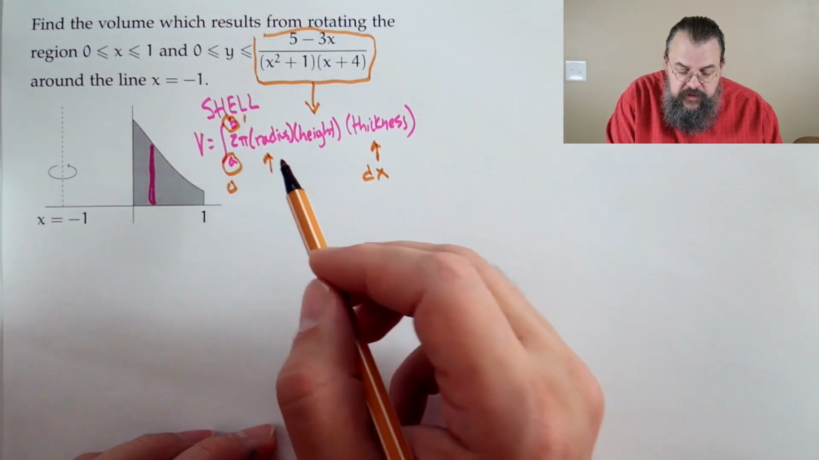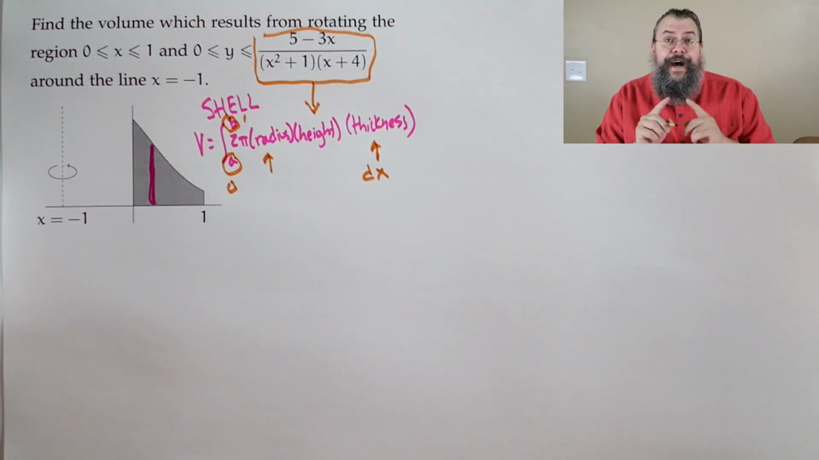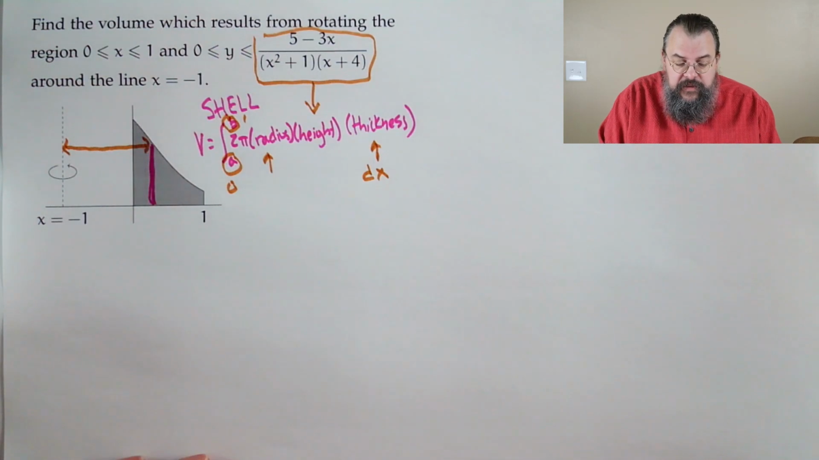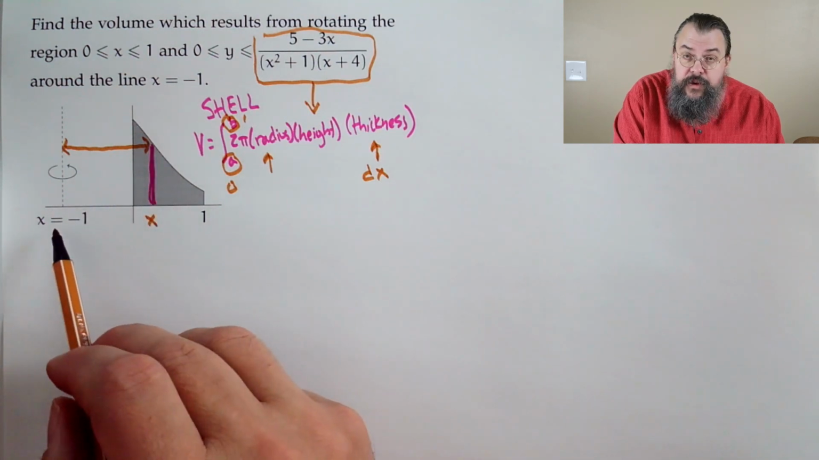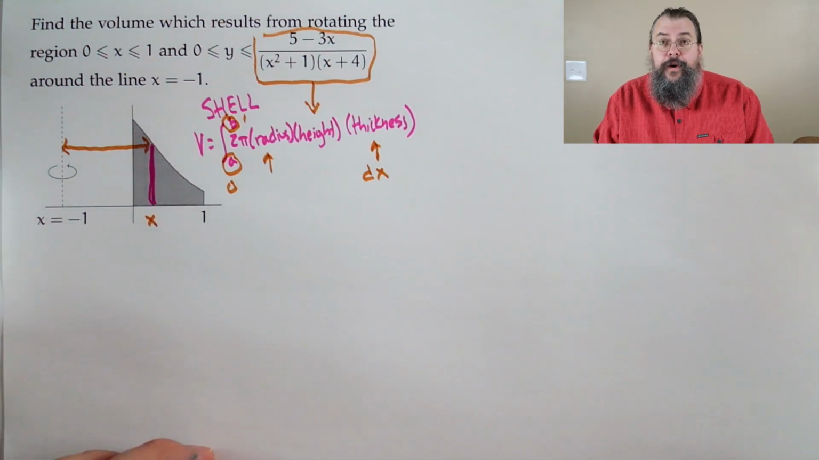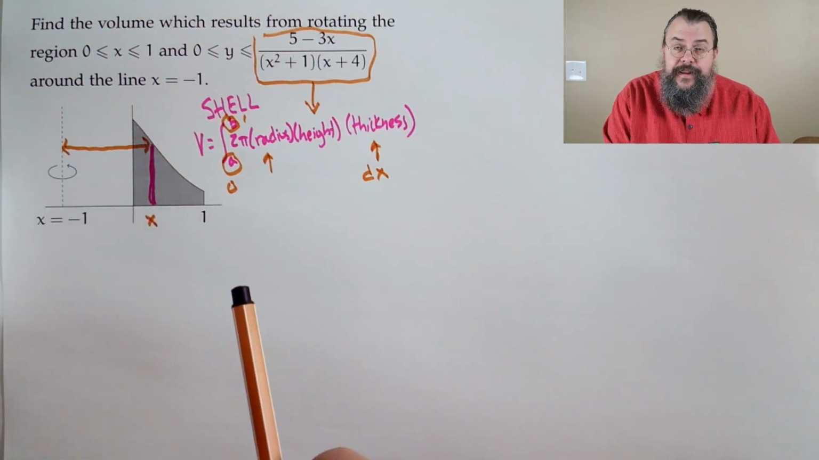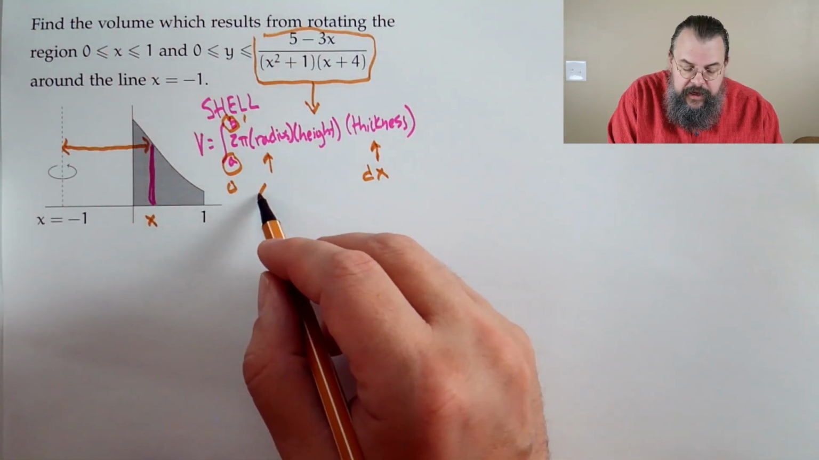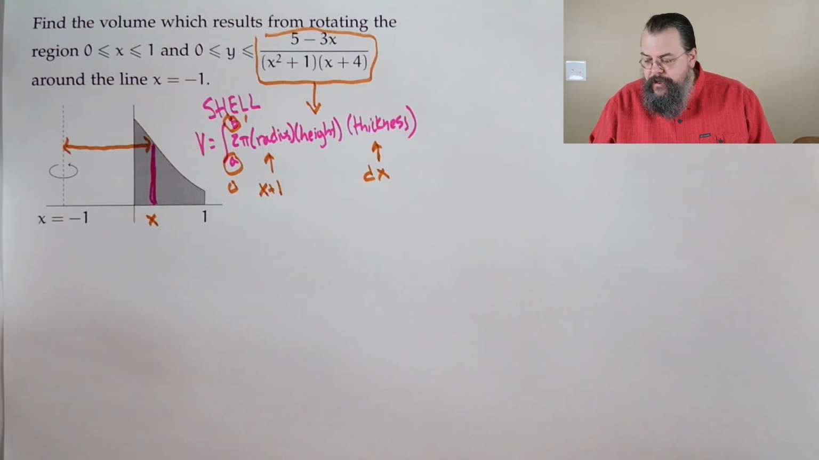And what's the radius? Okay, that we should think about. The radius is how far we are from where we're spinning. So that would be this distance. So we're at x. How far are we from an arbitrary x to x equals minus 1? Well, we can do a subtraction. Right minus left, high value minus low value. x minus minus 1 makes it x plus 1. All right, so there we go. That's our radius.